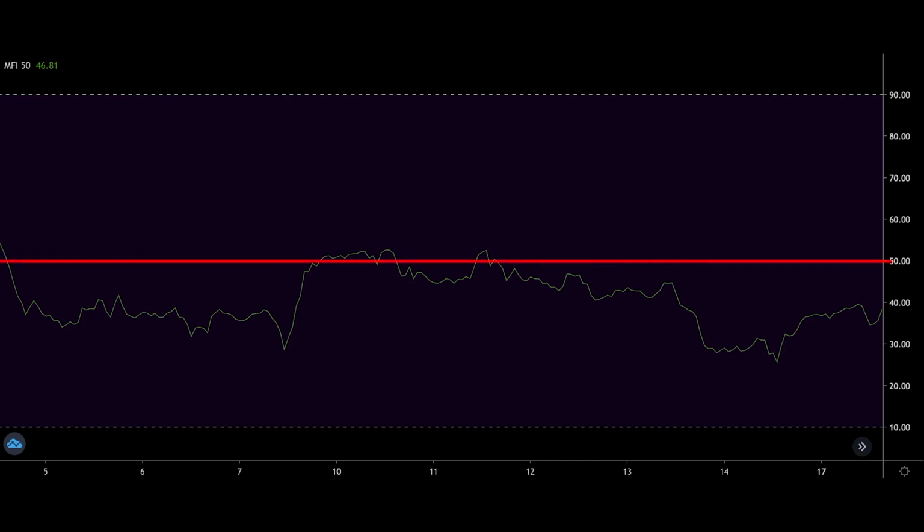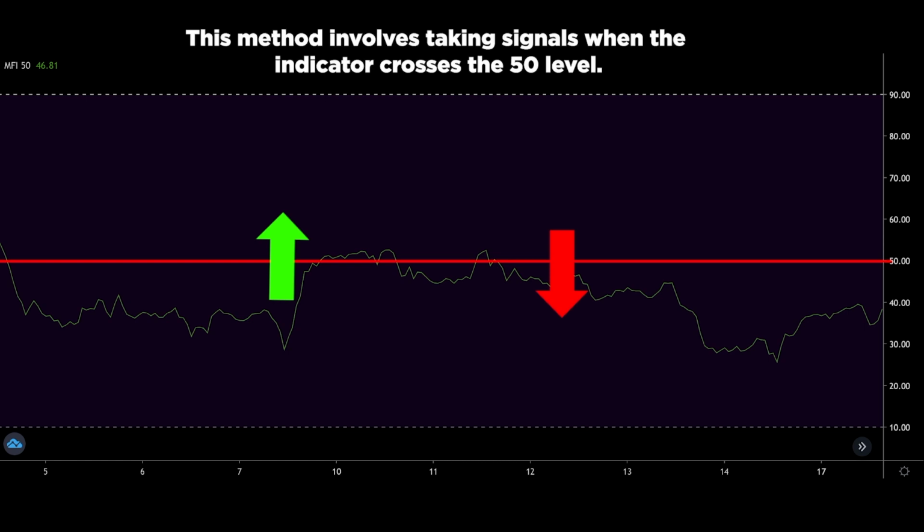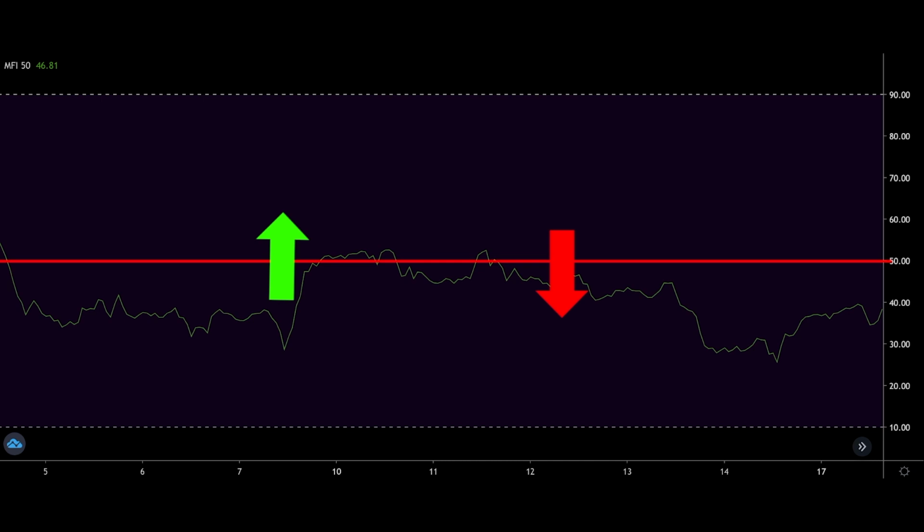Now, because I want to over-deliver in this video, I also want to show you another way to use the money flow indicator. This method involves taking signals when the indicator crosses the 50 level. When you see the oscillator crossing above the 50 level, this is a bullish signal. And when you see the oscillator crossing below the 50 level, that is a bearish signal.